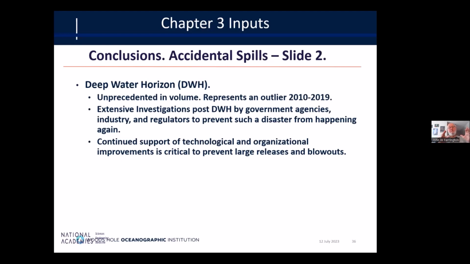We do have a significant amount of information and a call out section on the Deepwater Horizon. We know it's unprecedented in volume. It's an outlier in 2010, 2019. It doesn't mean it's not important. There were extensive investigations post Deepwater Horizon by government agencies, industry, and regulators to prevent such a disaster from happening again. The term disaster is appropriate. Let's keep in mind, always keep in mind, that 11 people lost their lives. Continued support of technological and organizational improvements is critical to prevent large releases and blowouts in the future.